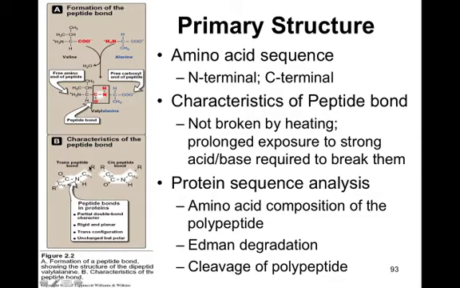Let's take a look at the characteristics of the peptide bond. The peptide bond is said to have a partial double bond character. Now, what does that mean? The bond between carbon and nitrogen is a single bond. In spite of the fact that it is a single bond, it behaves like a double bond.